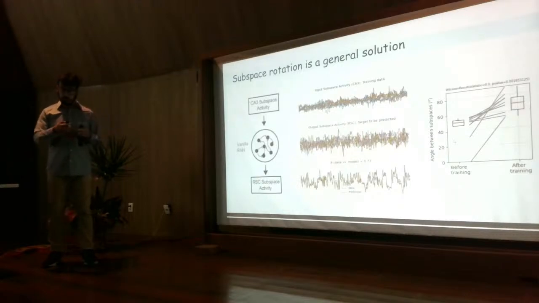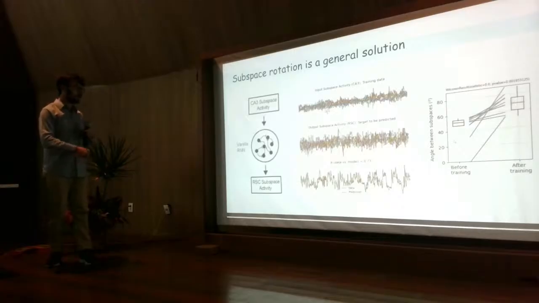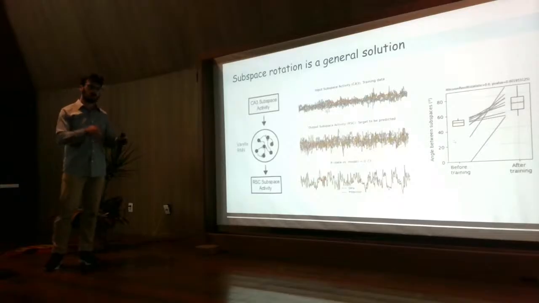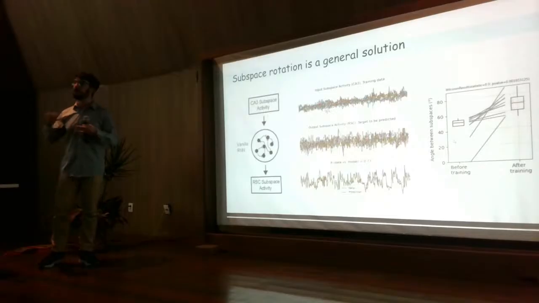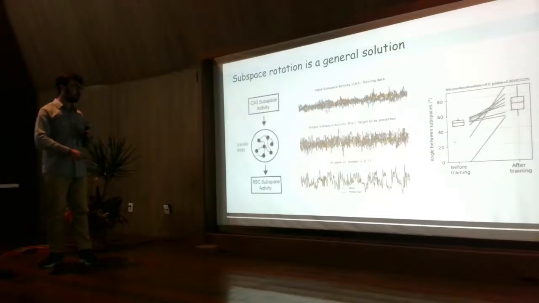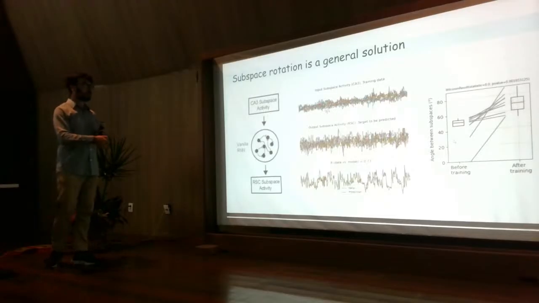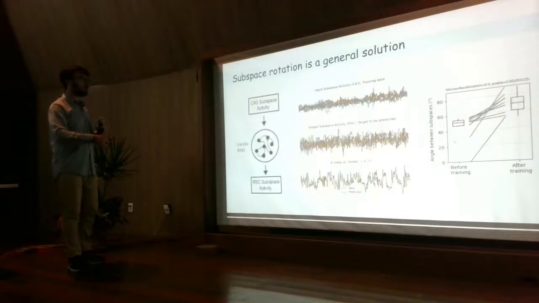So I trained a recurrent neural network, an artificial neural network, to transform the activity of CA3 into the activity in retrosplenial. So basically, I'm providing the artificial neural network the activity of CA3, and I'm training the network to predict the activity of the retrosplenial cortex. So these are the inputs we give to the network, and these are the outputs that the network should produce.